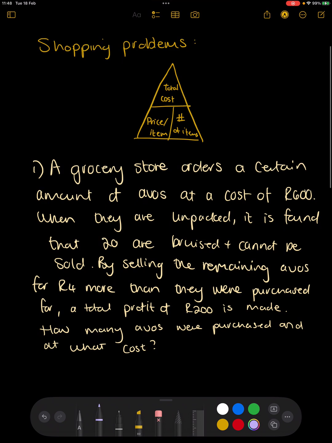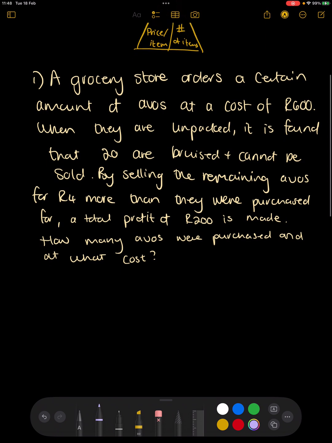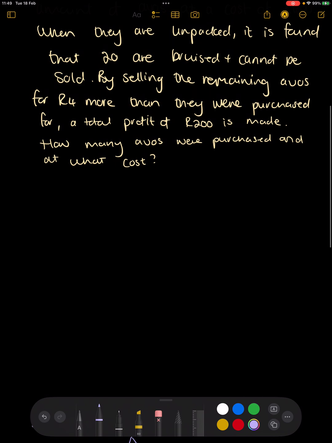Right, so the example we're going to look at here is a grocery store orders a certain amount of avos at a cost of 600 Rand. When they are unpacked, it is found that 20 are bruised and cannot be sold. By selling the remaining avos for 4 Rand more than they were purchased for, a total profit of 200 Rand is made. How many avos were purchased and at what cost?